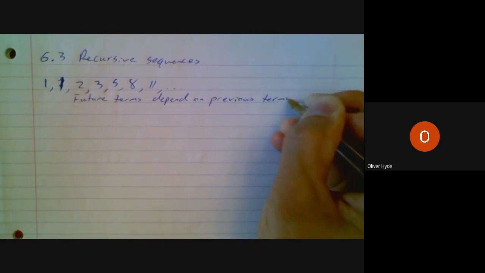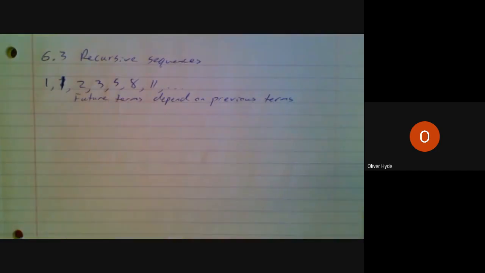It doesn't actually need to be plural. It could just depend on the previous term, and it could be a large number of terms. In the Fibonacci sequence, some future element depends on the previous 2. We'll see an example where a future element depends on the previous 3.